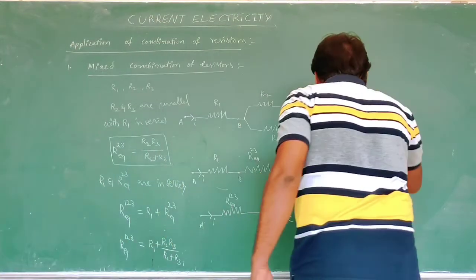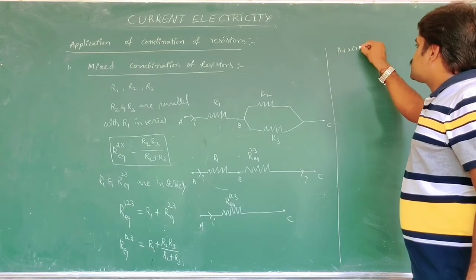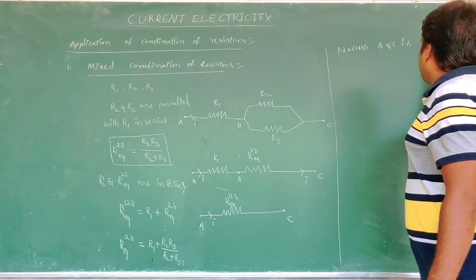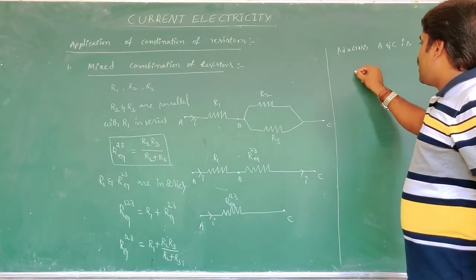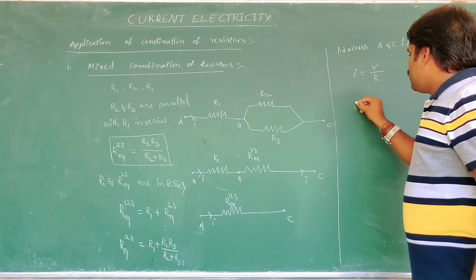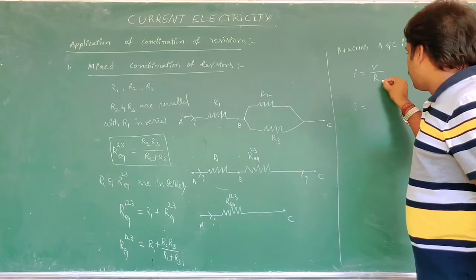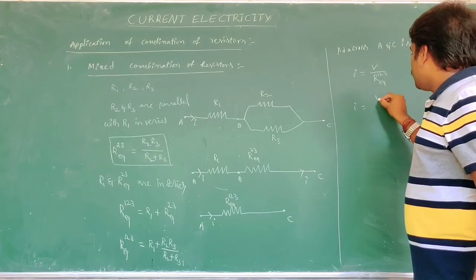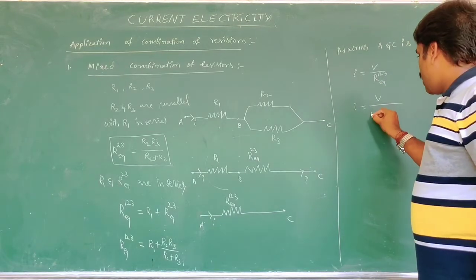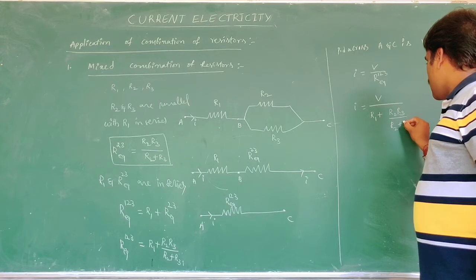Here the potential difference across A and C we consider as V. Then the current I is equal to V by R. What is R? R is R equivalent 1,2,3. So I is V by R equivalent, and R equivalent is R1 plus R2 R3 by R2 plus R3.